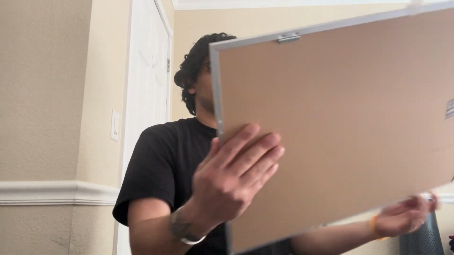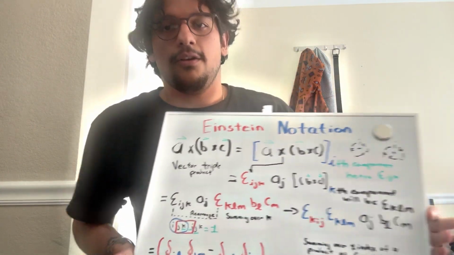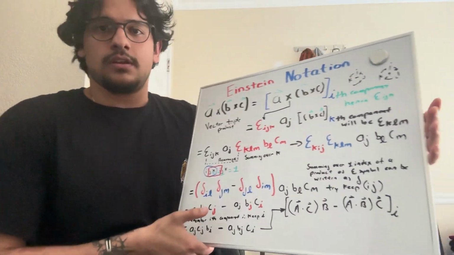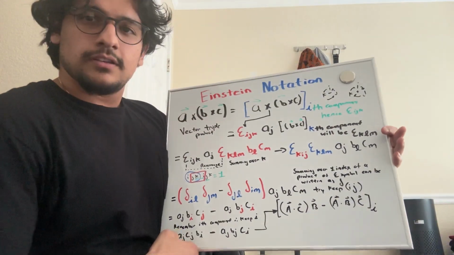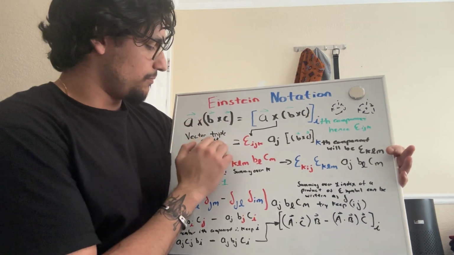Okay, now since we have all the basics down, let's try and do a problem. This problem I'm going to do is the vector triple product. It's not the hardest problem, it's pretty in between. It's a problem that I'm sure you'll have on an exam, and hopefully it helps you out. Okay, so we have the vector triple product.